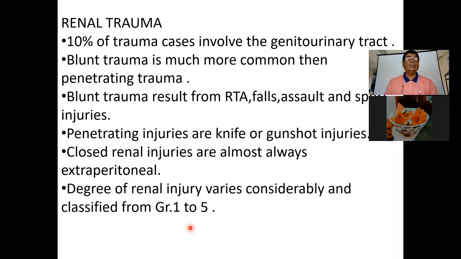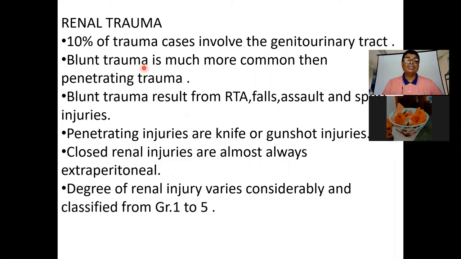Renal trauma is very important. Nowadays, trauma is one of the leading causes of death. About 10% of all trauma cases involve the genitourinary tract. Out of all trauma cases, 10% will have injury over the genitourinary tract, right?